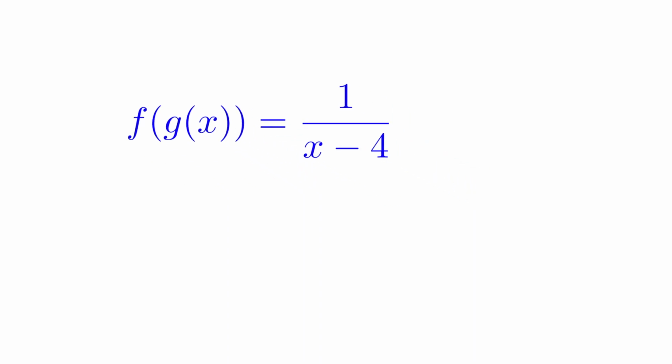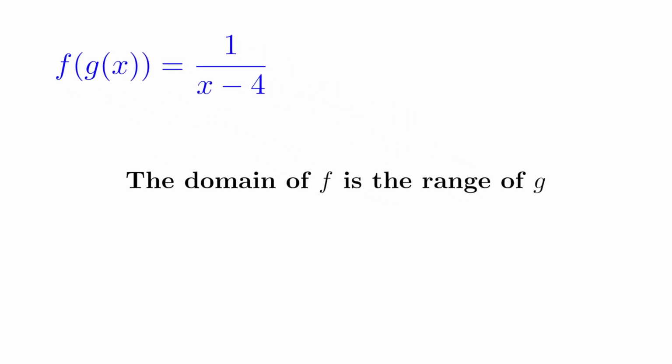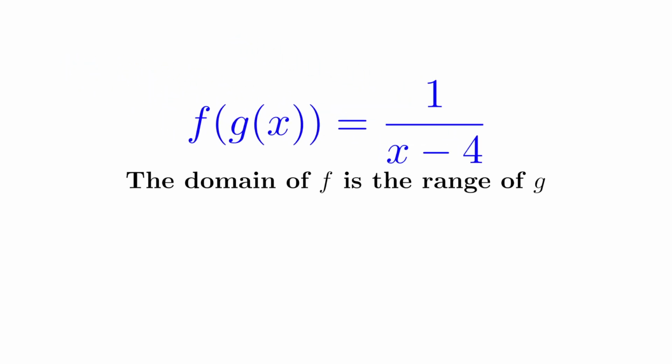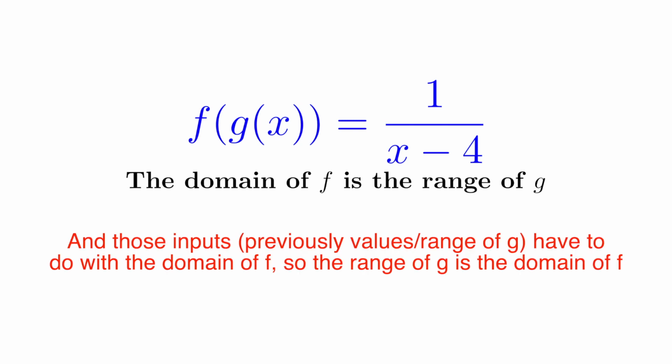Now, I'm going to say something. The domain of f is the range of g. Here's why. Again, the domain of f is the range of g. We have this function f over here. We're plugging in values of g, which means we're plugging in the outputs of g. We're plugging in outputs in the place of inputs. And outputs have to do with the range. So the inputs to f are the outputs of g. And those outputs correspond to the range of g. So we're plugging in sort of the values of the range of g. And now, since we're plugging that in, they have become inputs.